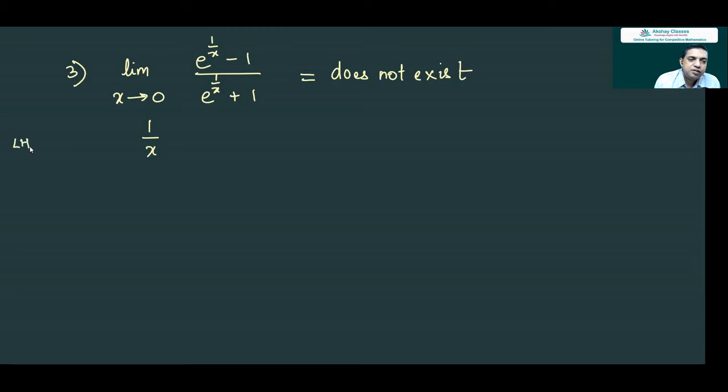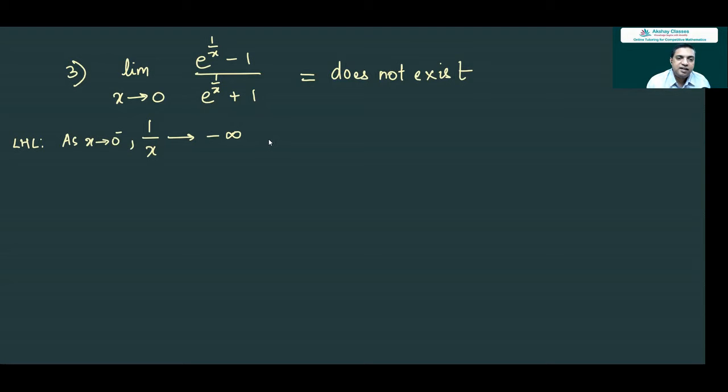Consider the left-hand limit as x tends to 0 minus. What happens? 1 by x will tend to what? It will go to minus infinity. Because x is a small negative number. It is approaching 0, but from values slightly less than 0. That is, it's a negative number. So 1 upon x will go to minus infinity.